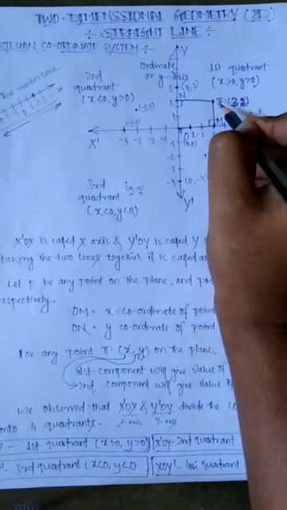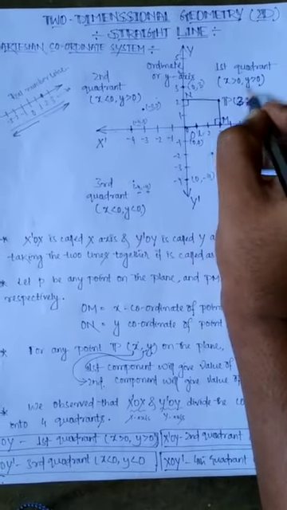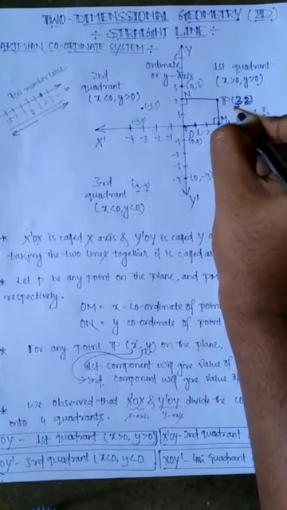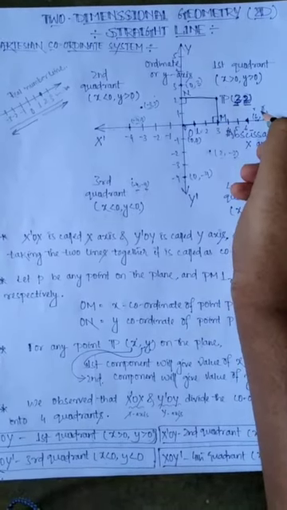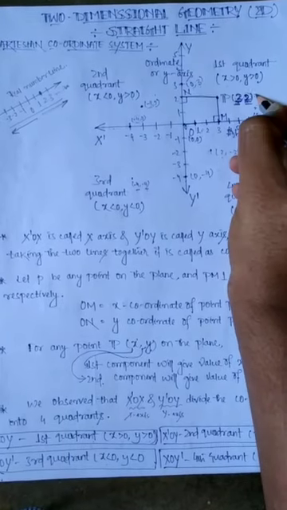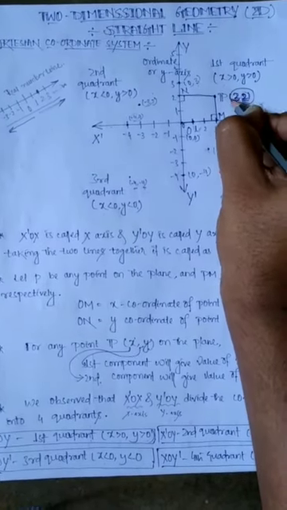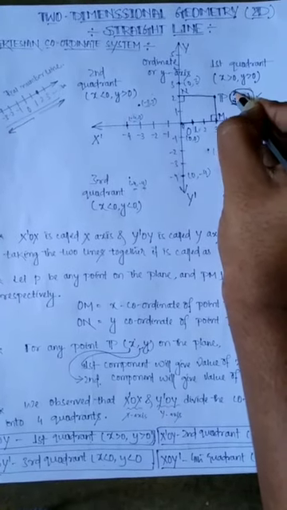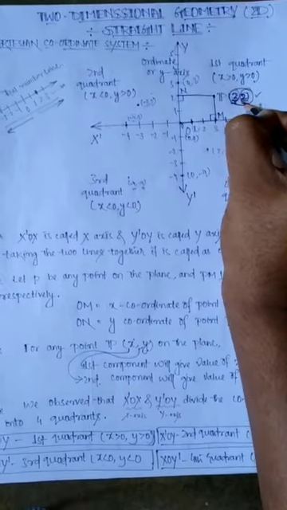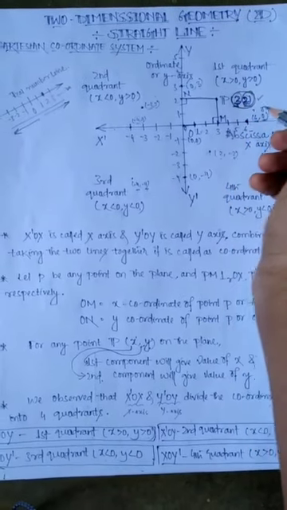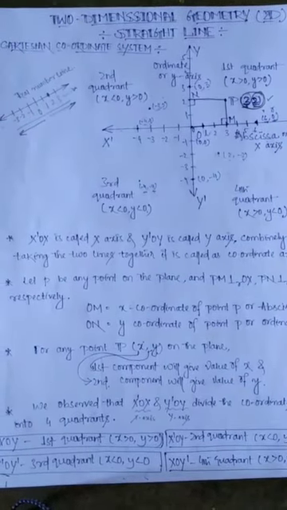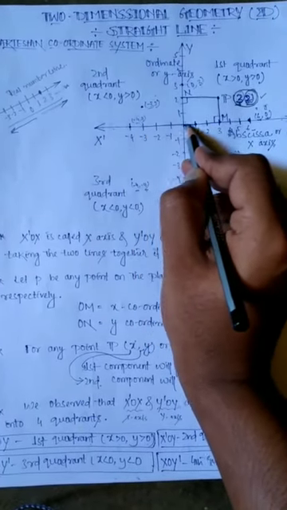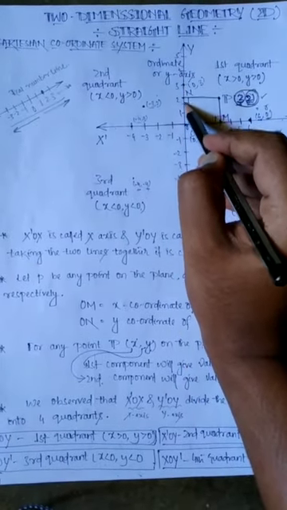Here to represent any point in the plane we need two tuples. That means one represents the x coordinate and the other represents the y coordinate. We require a coordinate pair in which one represents the x and another represents the y. So briefly we can say in two-dimensional geometry there are two axes. One is x-axis, another is y-axis.